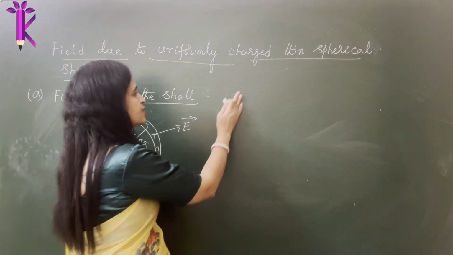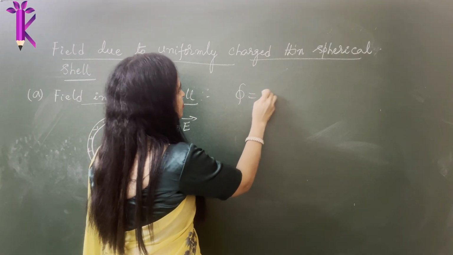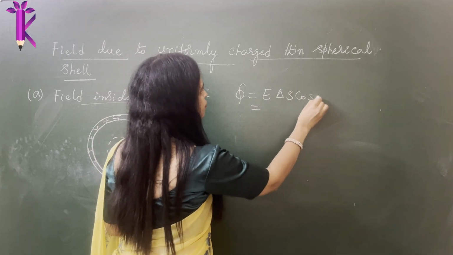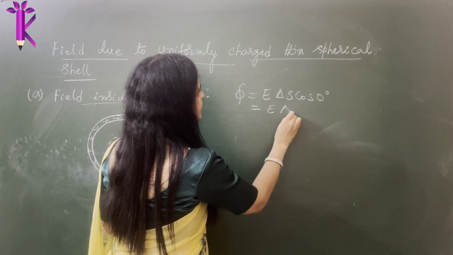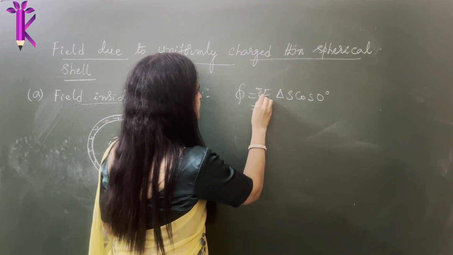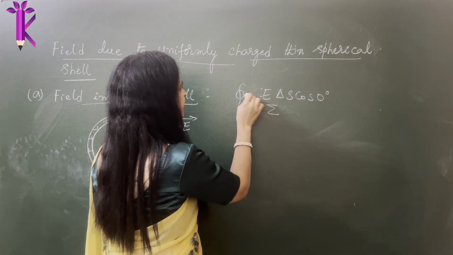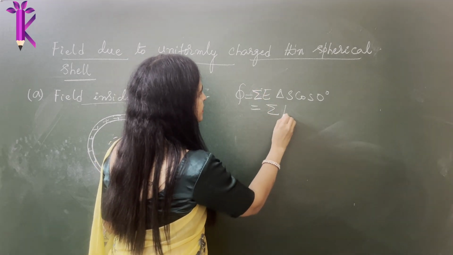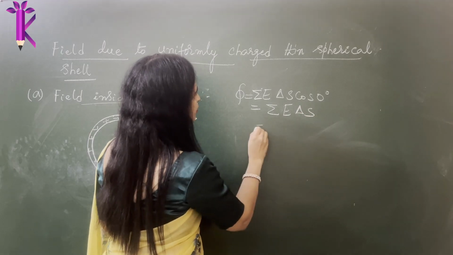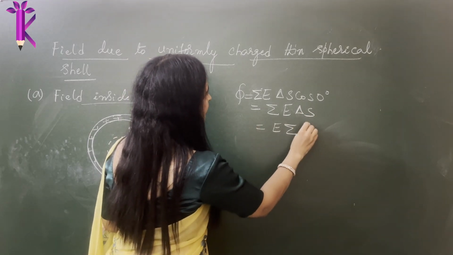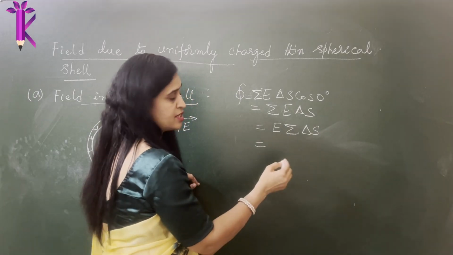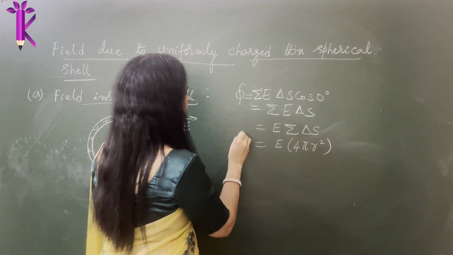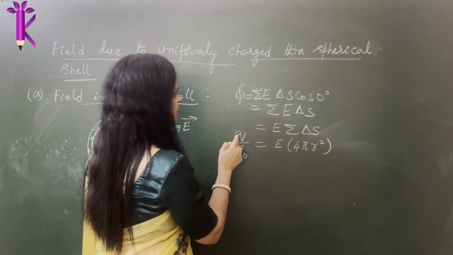Now, therefore, the net flux is given by E into delta S. Now they make an angle 0. So it will be E sigma delta S. You write sigma here because you have to sum up the entire area. So that will be E into sigma delta S. What is the area of the sphere, the Gaussian sphere? It is of radius r, and this is Q by epsilon naught.